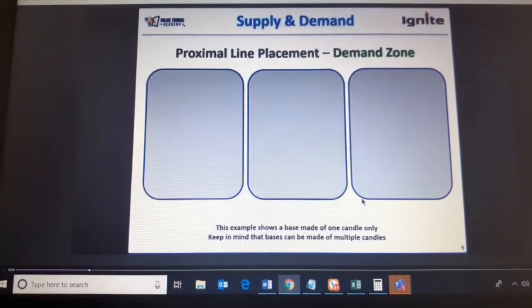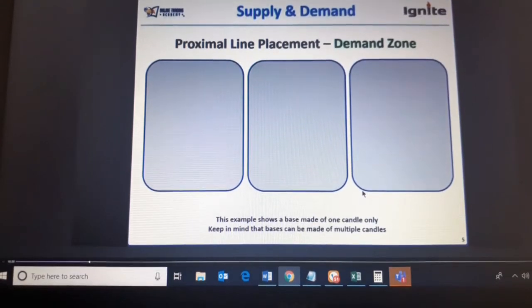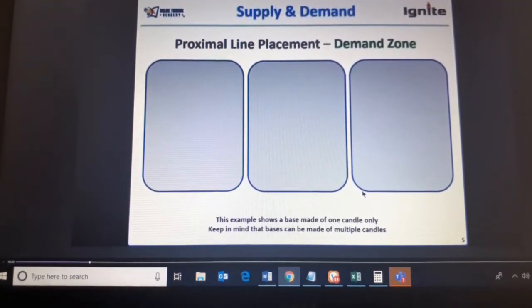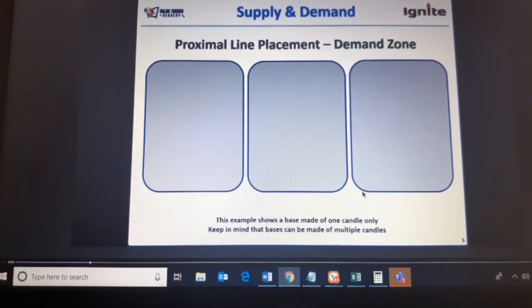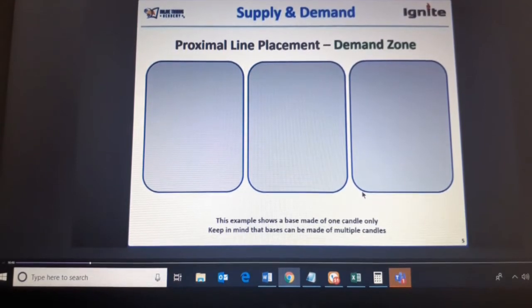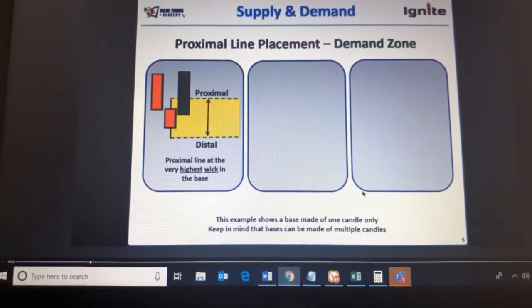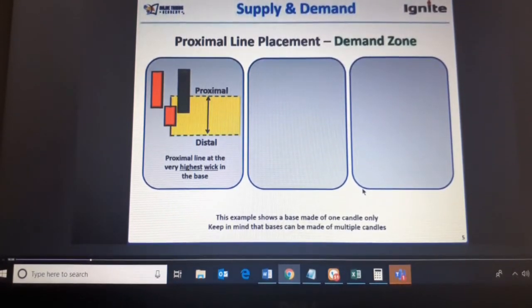Okay, so proximal line placement, demand zone. How to place your proximal line? There are 3 ways of placing a proximal line in case of a demand zone. So let us see the first way. The first way of placing the proximal line in case of a demand zone is at the very highest wick in the base. So whichever wick is the highest in the base.